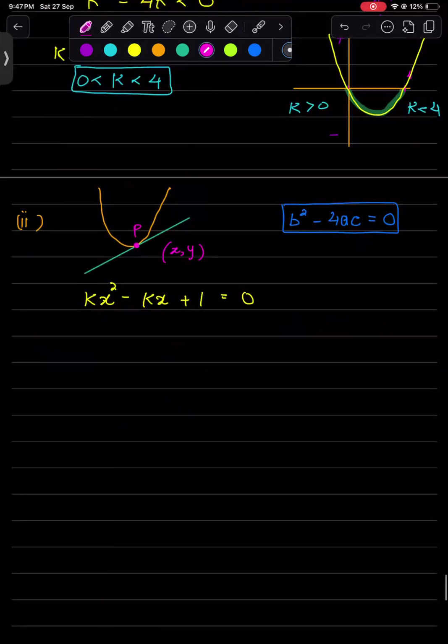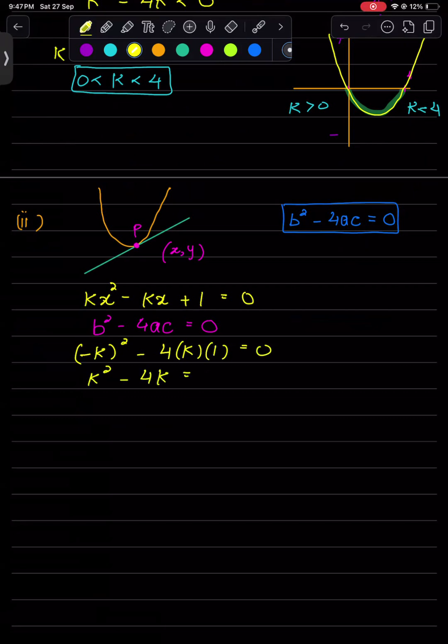The discriminant is now equal to 0. b squared minus 4ac equals 0, and your values of all of these are the same. Minus k, squared, minus 4 into k into 1 equals 0, right? So k squared minus 4k equals 0. k into k minus 4 is equal to 0. k is 0 or k is equal to 4.